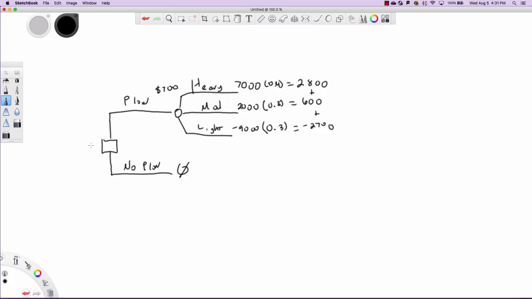So which one is greater? Well, it's the plow, right? Buy the plow. We're going to go with the plow in favor of not purchasing a plow because there is this benefit to the plow based on our decision tree and based on our estimates.